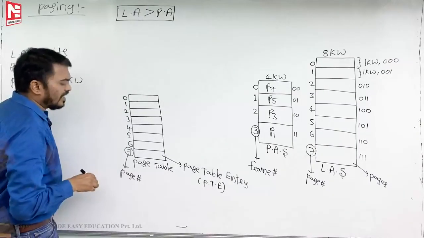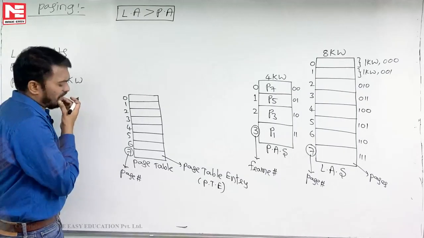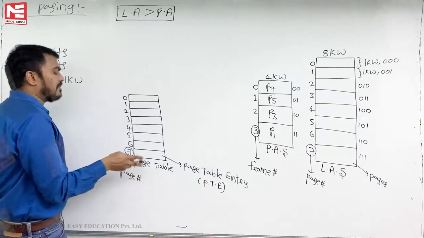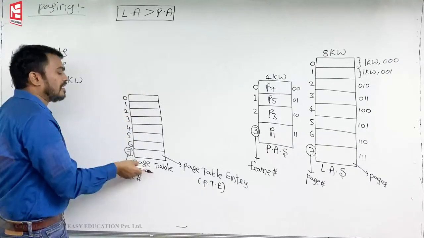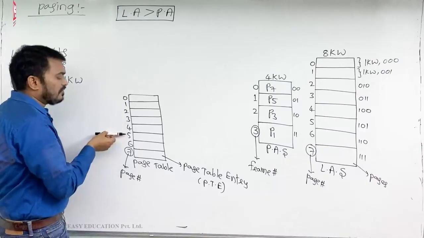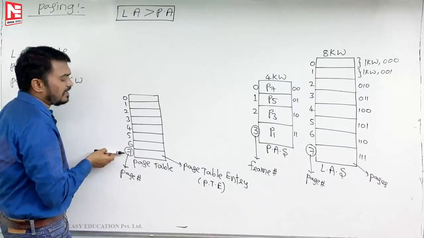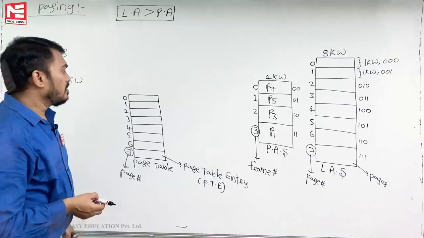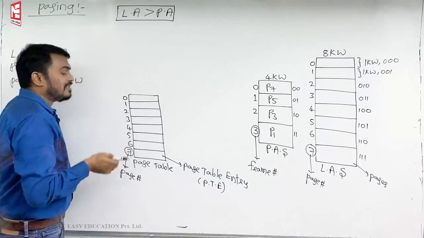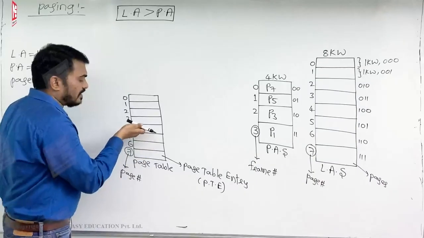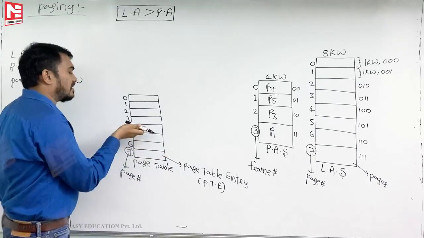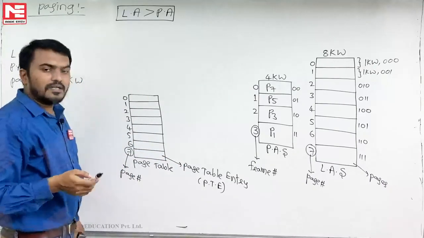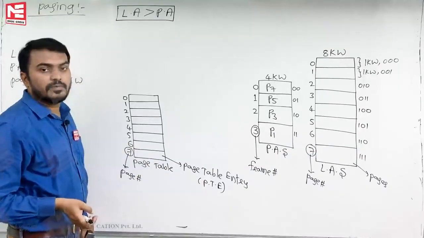Understand here. Looking at this page table, some important points should become clear. How many entries does this page table have? Look here: 0, 1, 2, 3, 4, 5, 6, 7. Total 0 to 7, so 8 entries are there. So why do we have 8 entries? First of all, this is the page table entry. How many entries are there? 8 entries. Why do we have 8 entries in the page table?